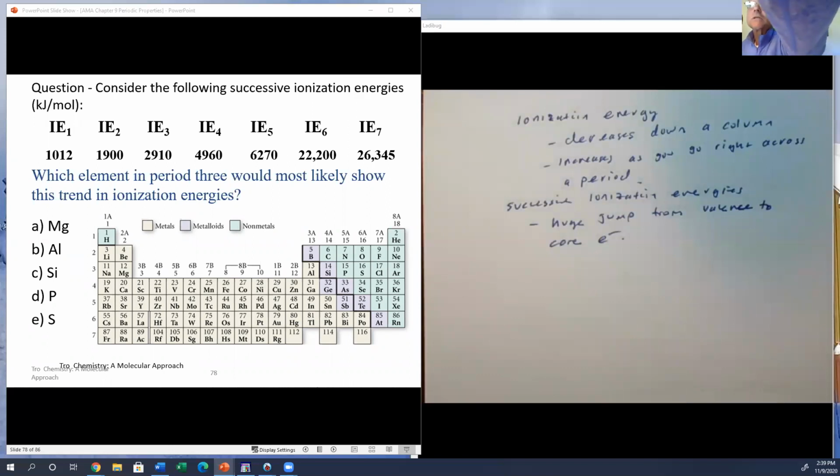Now think about what we just learned. You expect to see a jump where? Between the last valence electron and the first core electron. Right? You expect to see a big jump in ionization energy between the last valence electron and the first core electron. So here are the ionization energies that are given, and it's asking you which of these third period elements this data belongs to.